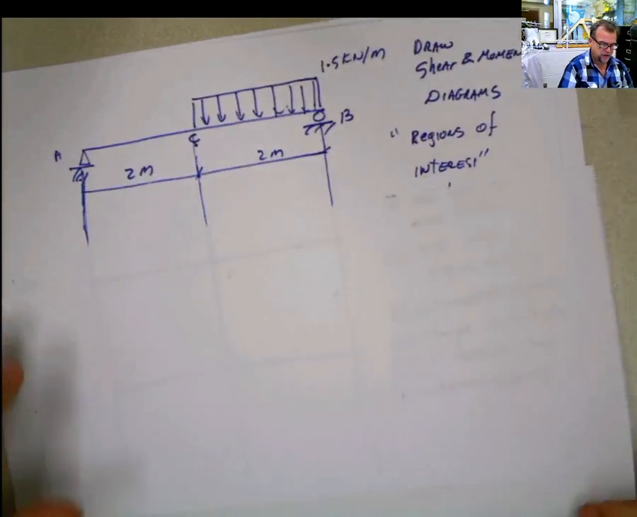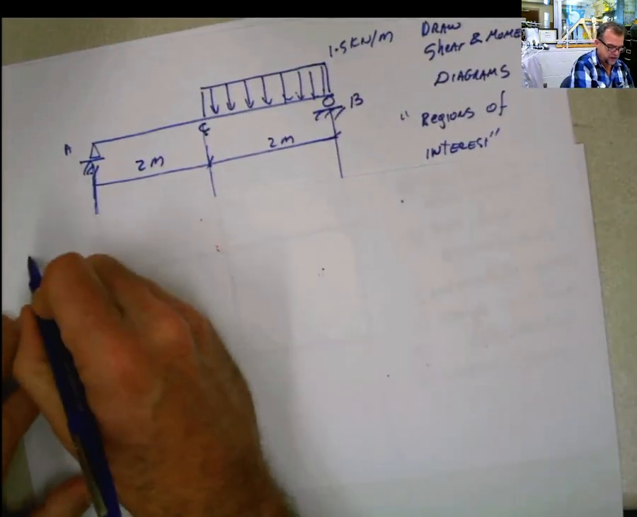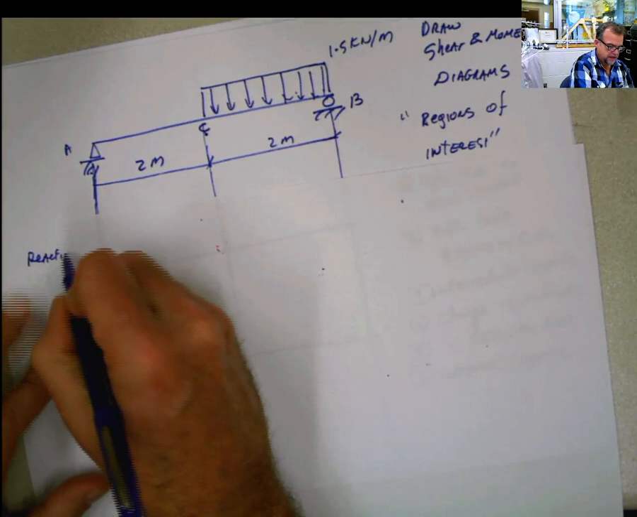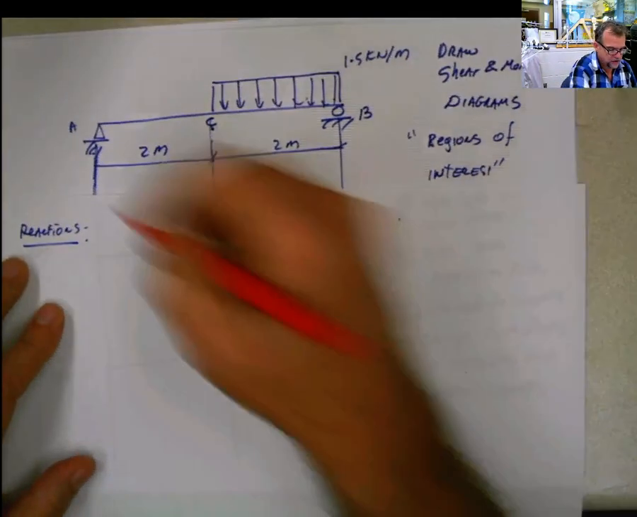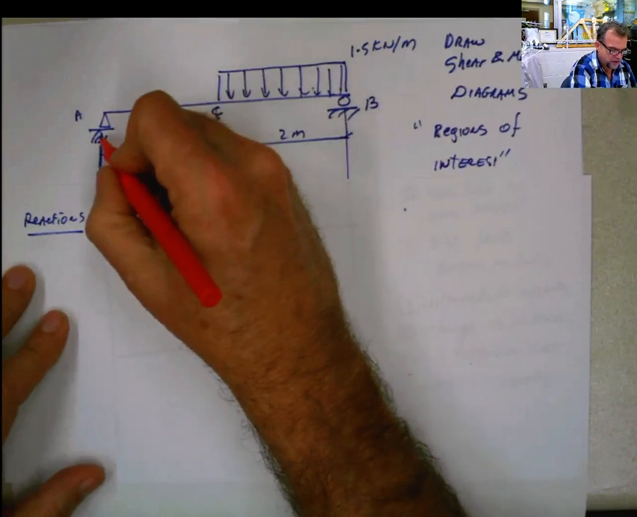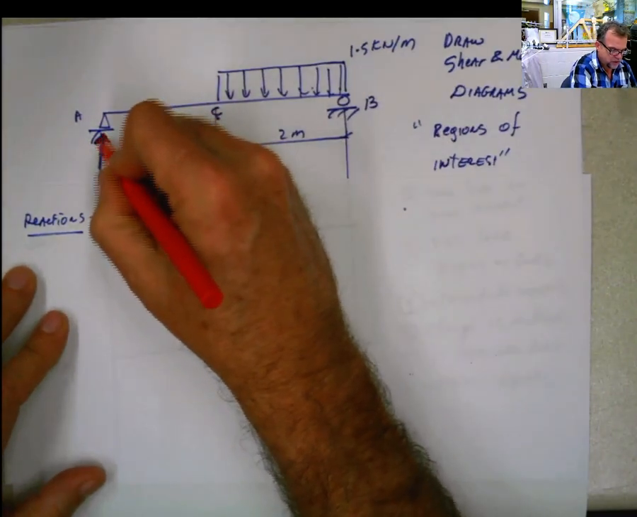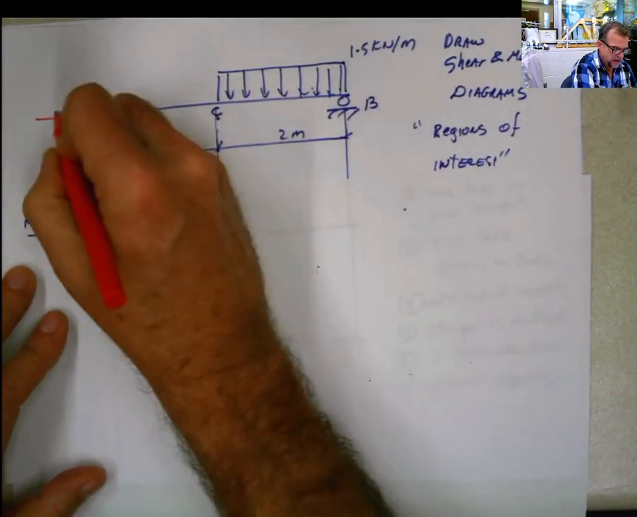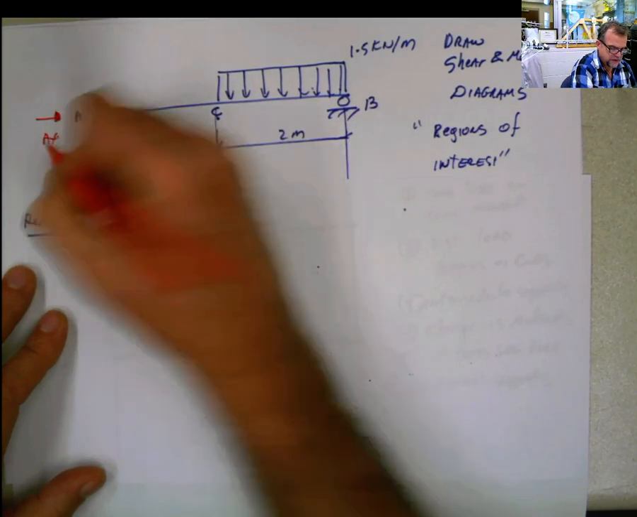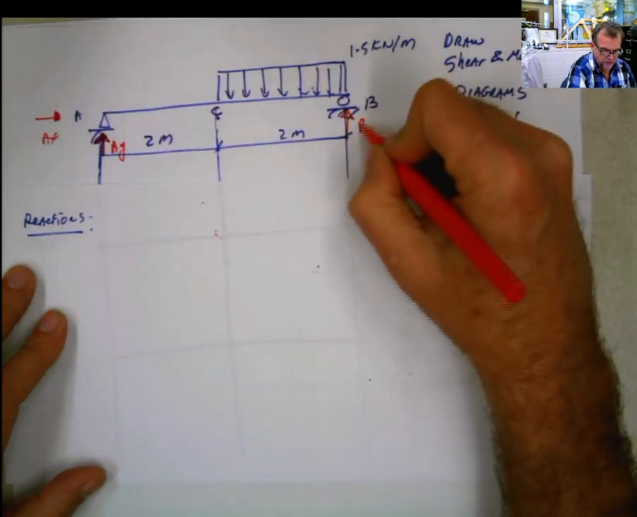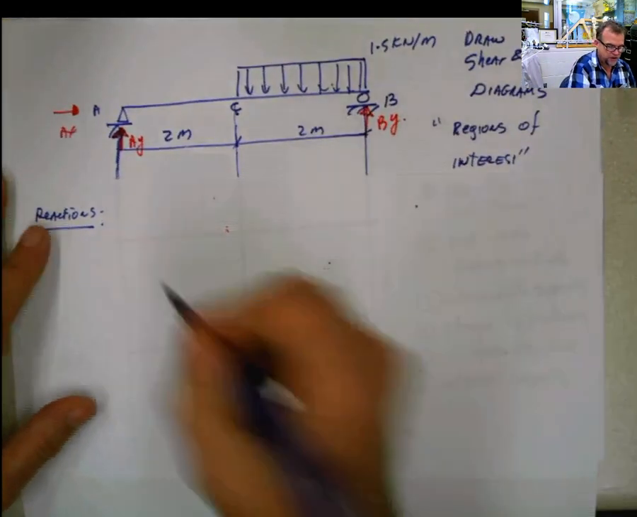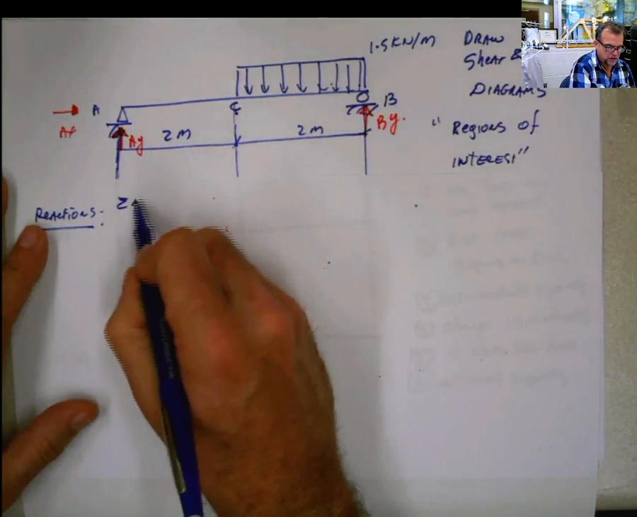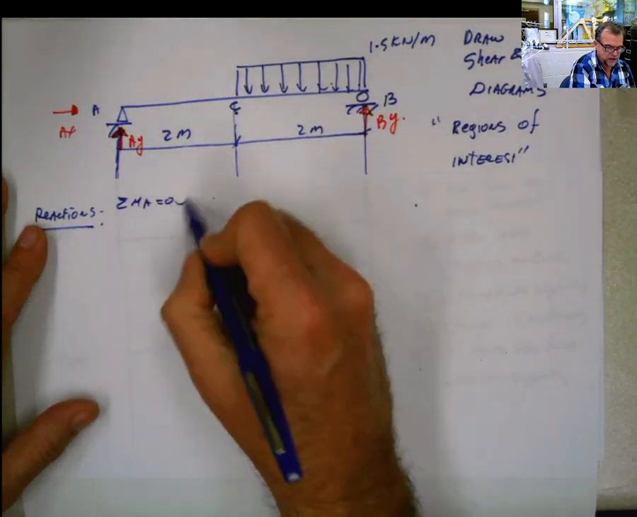Now, next step, calculate reactions. Let's calculate the external reactions, we need those reactions. How do we calculate them? You know that better than I do. This is a pin, so it's gonna be AY and AX, and this is a roller, BY. Then I'm gonna do summation of moments at A. Why summation of moments at A? I have talked about this for too long now. Summation of moments at A equals 0.